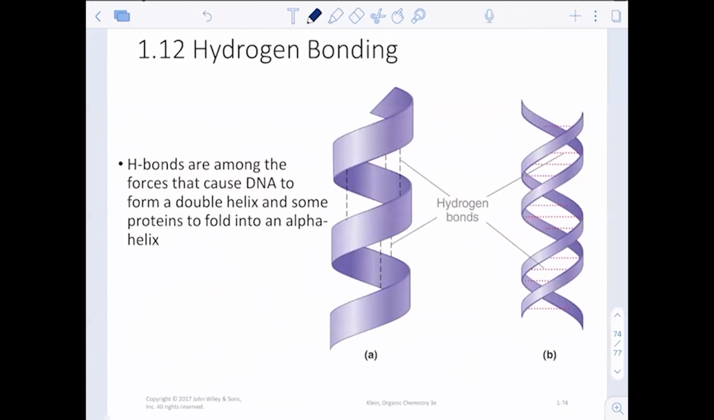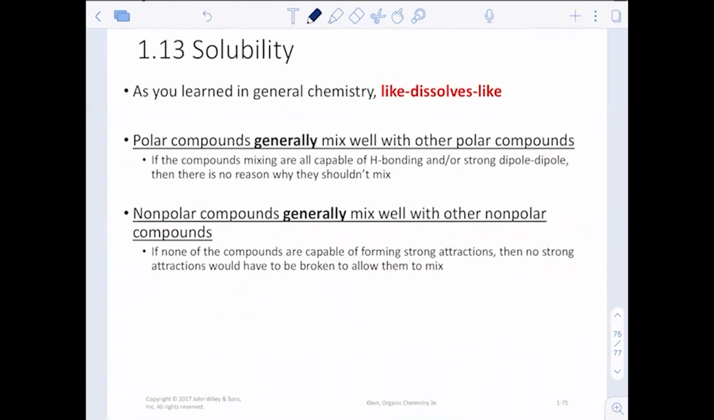Now, hydrogen bonds are common in things like DNA because they are what form the double helix, and they cause some proteins to fold in an alpha helix. So thinking about hydrogen bonds, they are very prevalent in biochemistry and biology. For us, we're going to be looking at them in terms of solvent to solute interactions, similar to what you saw in general chemistry. And solubility.